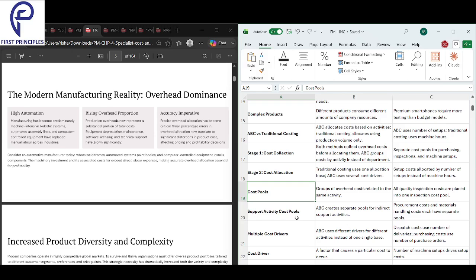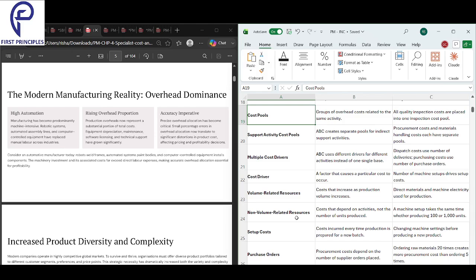Two-stage process. A cost driver is any factor that, when it increases, your cost increases. So that is your cost driver. Now what is your cost pool? A cost pool is a group of overhead costs related to the same activity.